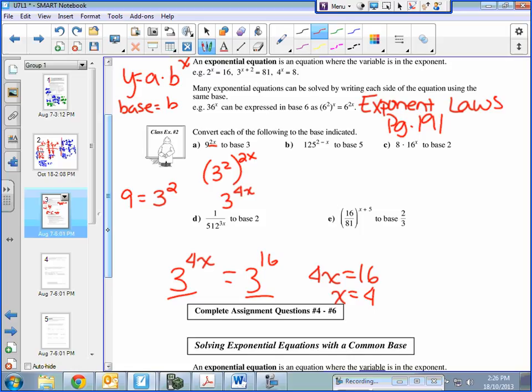Okay, 125 to the 2 minus x, and I want to write it as base 5. Sometimes you're going to use a little bit of guess and test. So you have your calculators. Oh yeah, you already know, cube it. So I know that 5 cubed equals 125. So I go 5 cubed, put it in my brackets, and then I have 2 minus x out here. So I have 5 cubed, all to the 2 minus x.